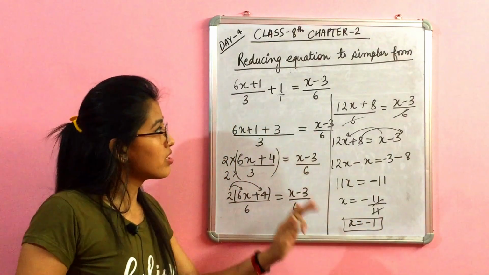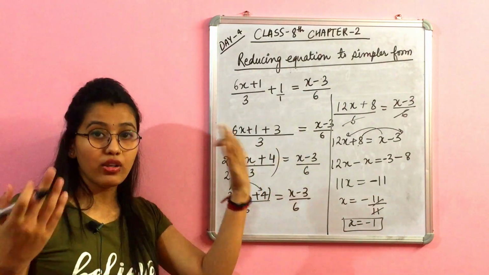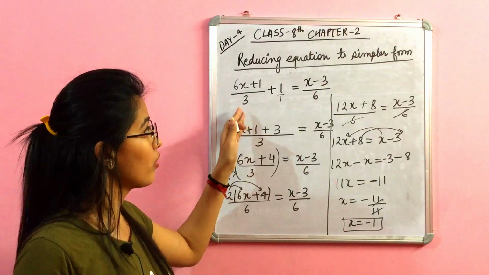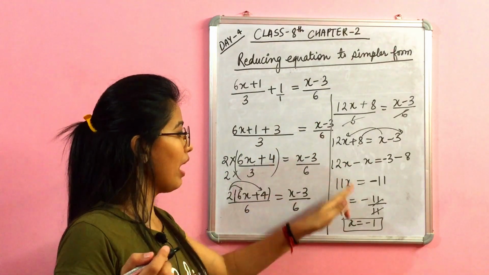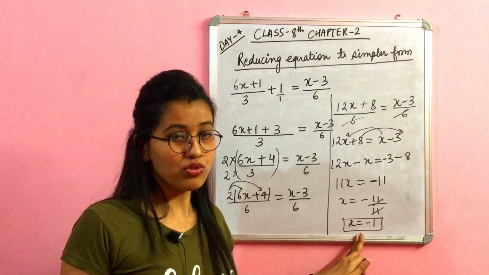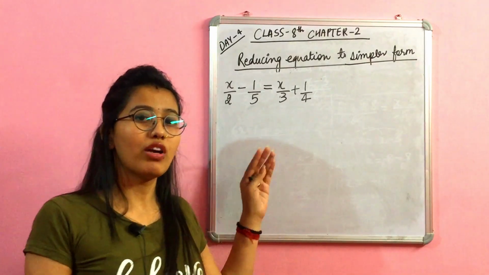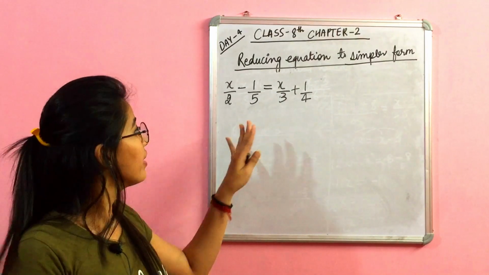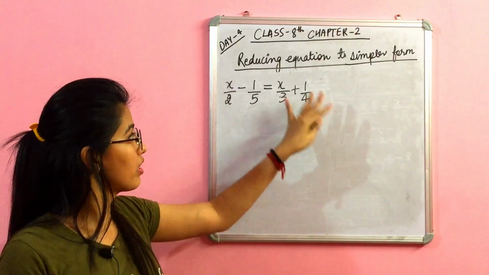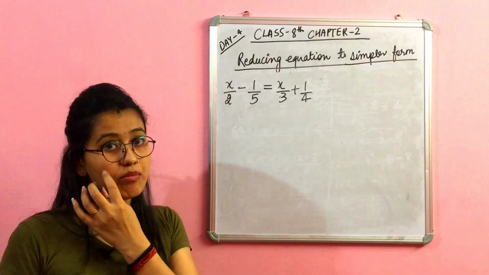Okay, so this is how we can transpose, we can reduce any equation into its simpler form and we can find out the values easily. Okay, now let us see one more example here, how we can reduce this equation into its simpler form.